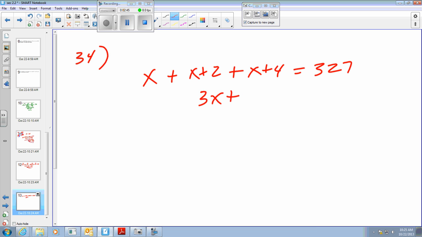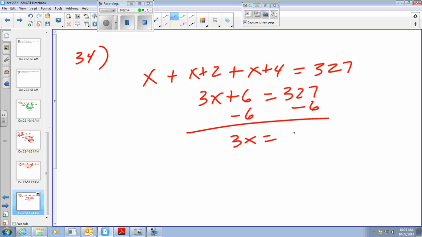Simplifying, I get 3x plus 6 equals 327. Subtract 6 from both sides. I get 3x equals 321. X must be 107. 2 larger than that would be 109. 2 larger than that would be 111.